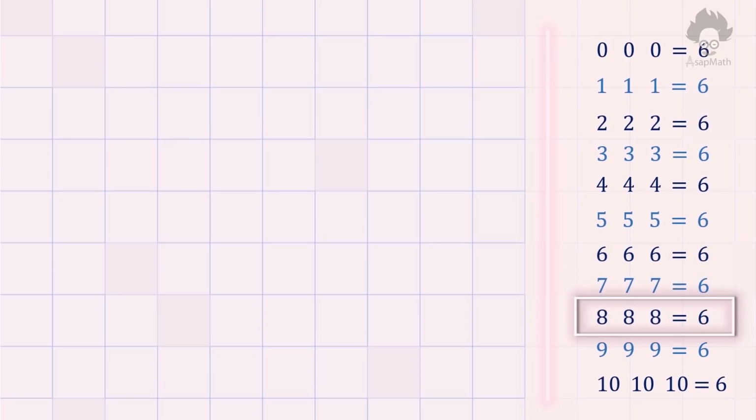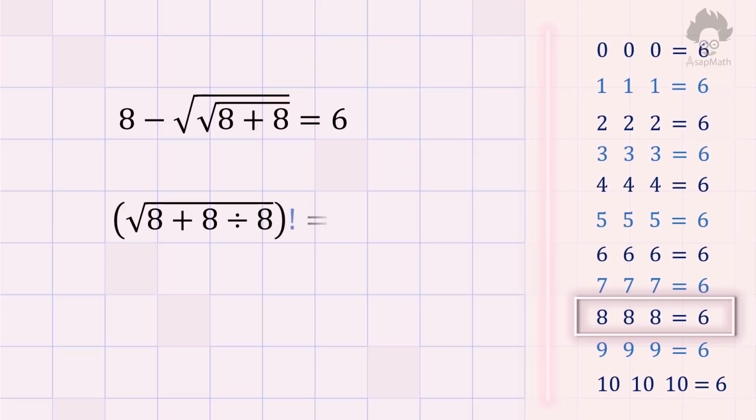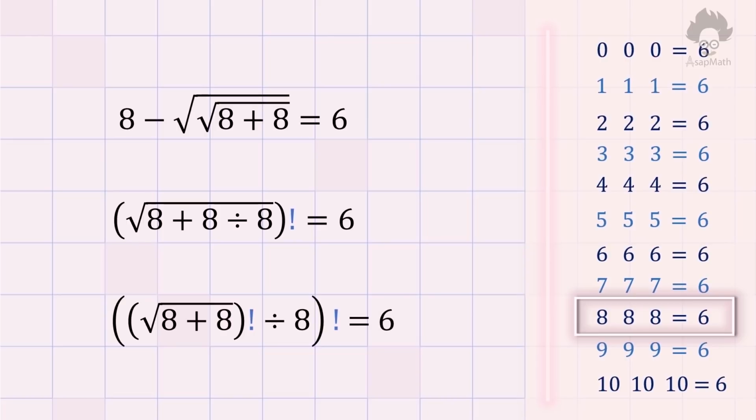One method is to take the square root twice from 8 plus 8 and then subtract the whole thing from 8. Or take the square root of 8 plus 8 over 8 and then take the factorial of the whole thing. Also we can take the square root of 8 plus 8, take the factorial of that, divide it by 8 and then take the factorial of the whole thing.